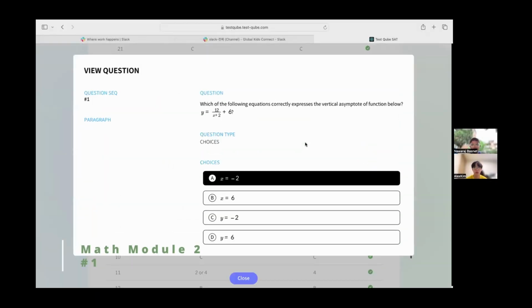All right, module 2. Which of the following equations correctly expresses the vertical asymptote of the function below? Okay. This one might be kind of confusing if you're seeing it for the first time.